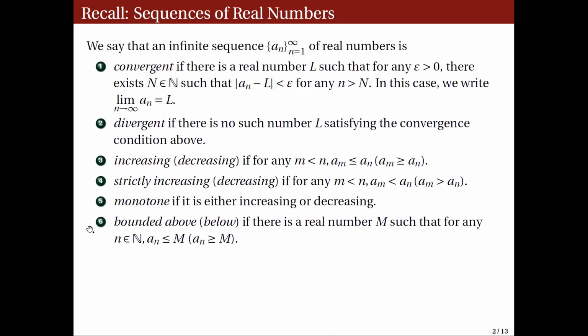And then we say that an infinite sequence is bounded above if we can find a real number m, such that for any natural number n, the n-th term A sub n is always at most m. And we also have an analog definition for a bounded below sequence. And finally, we say that an infinite sequence is bounded if it's both bounded below and bounded above.